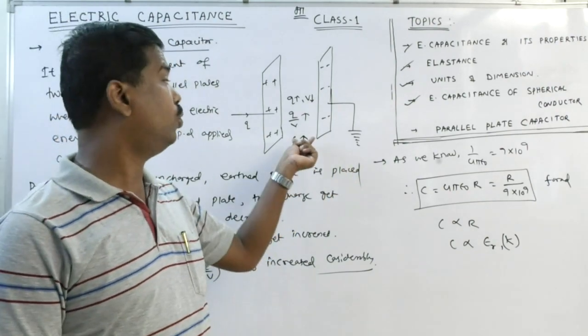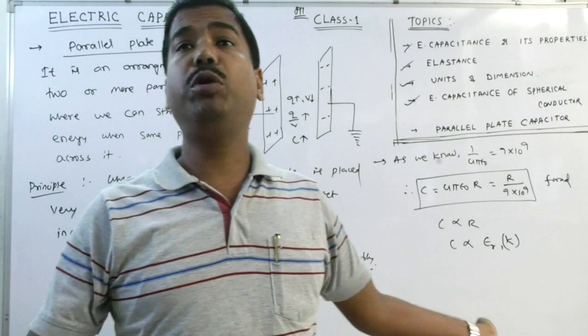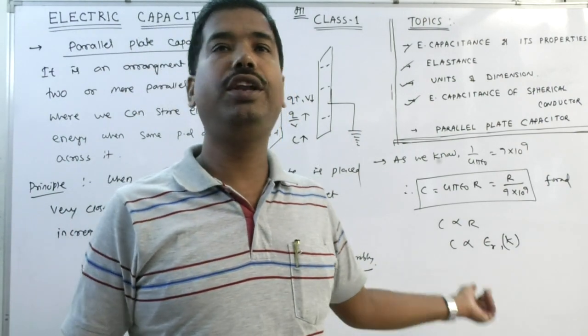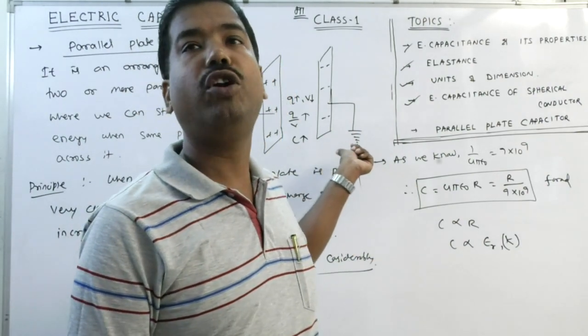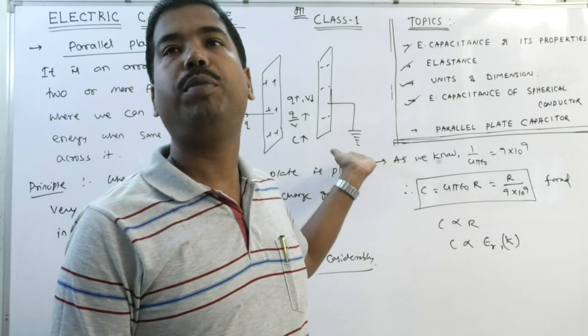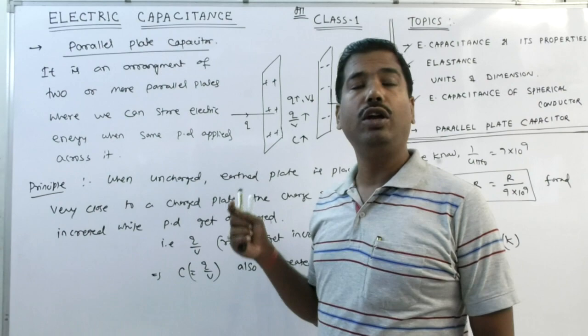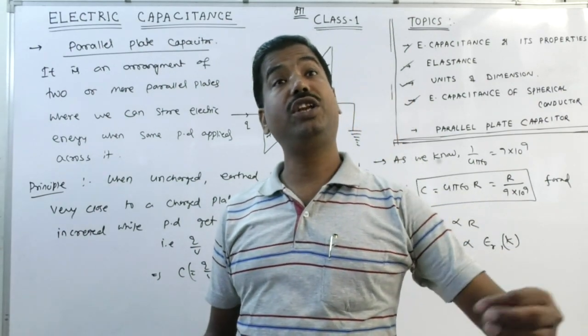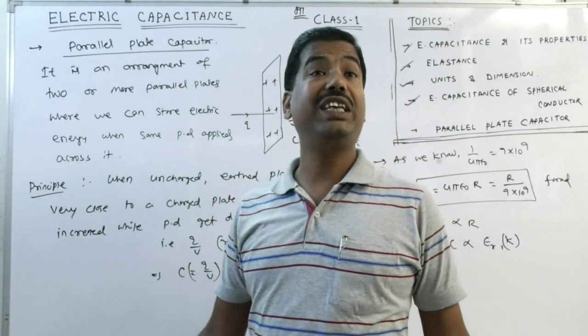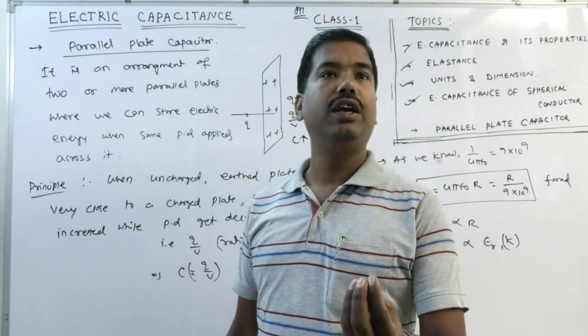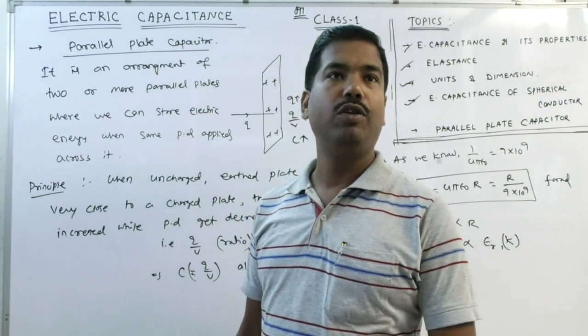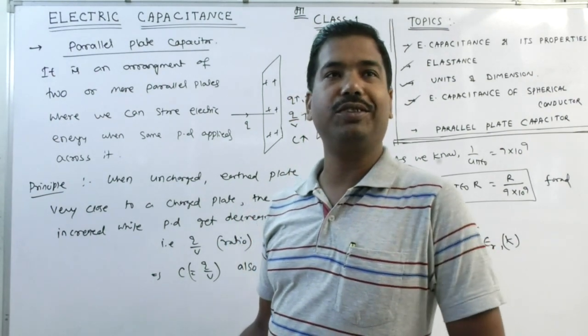That's why we can store a maximum electrostatic energy in a limited space or a small region, that is called a capacitor. Clear? Sir, what is a capacitor? A capacitor is a device where we can store maximum electric energy in a limited space when some potential difference is applied across it. Clear?